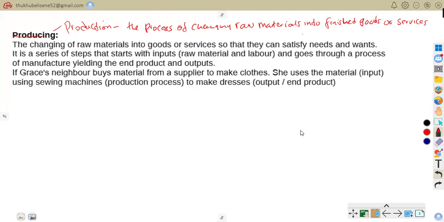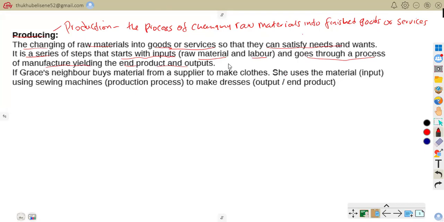As you say, production is the process. So now we can come to the statement: the changing of raw materials into goods or services that can satisfy needs and wants. It is a series of steps that starts with inputs, that's raw material and labor, and goes through the process of manufacturing, yielding the end product and outputs.